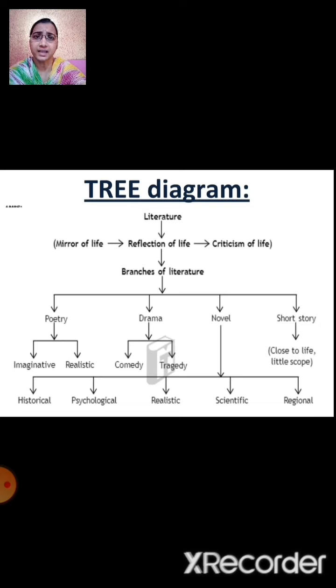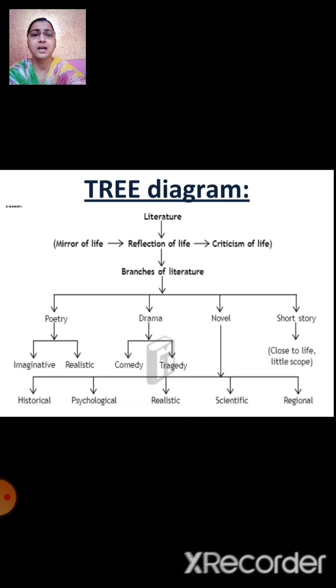Now, when we say tree diagram, we understand that it will have a number of branches. Correct. Now, remember students, you will put only keywords in the diagram and do remember to put proper arrows. And one more important point, do not forget to write the title as it is very important. Like in this case, the title is literature. And then you need to draw proper arrows which will show the flow of information about the literature.